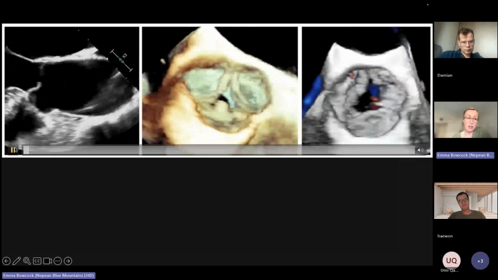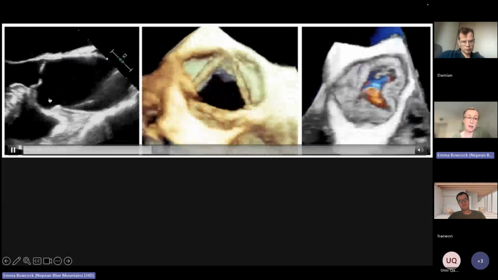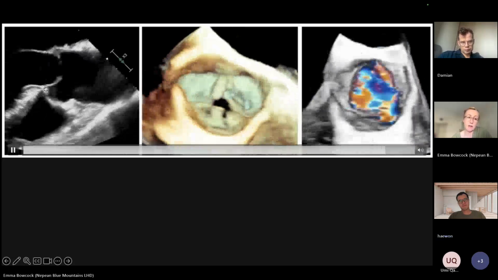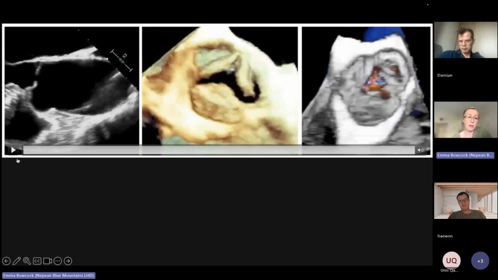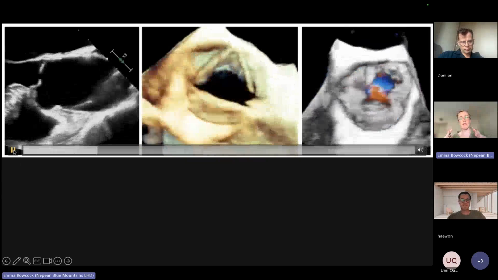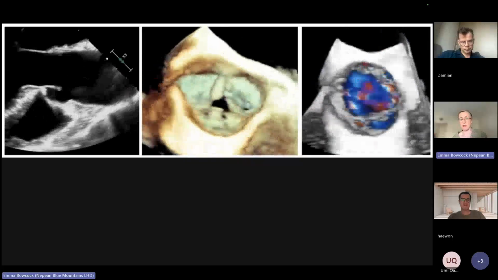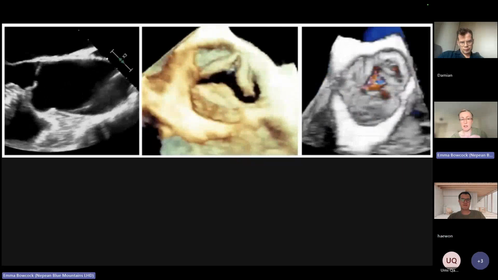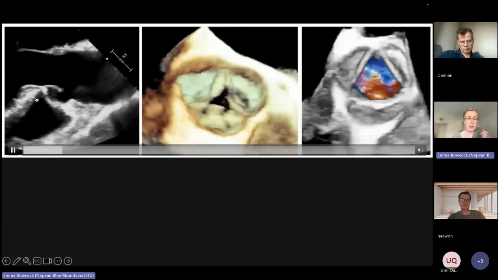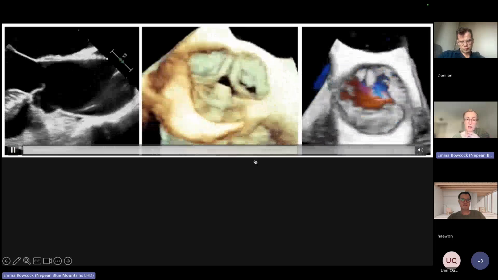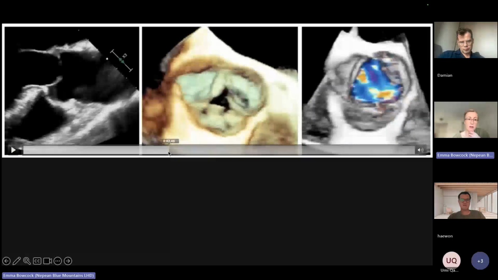Does anyone just describe what you see of these leaflets? Anyone want to describe the cusps here? Do they look normal and pliable and like they're opening nicely, or do they look a bit thickened and restricted? Yeah, so they're quite thickened and restricted, and this maybe has that systolic doming, or maybe not, that you sometimes see in rheumatic aortic valve disease.